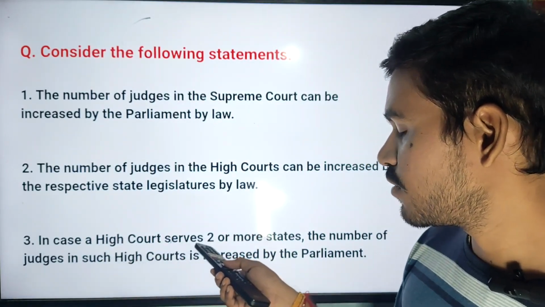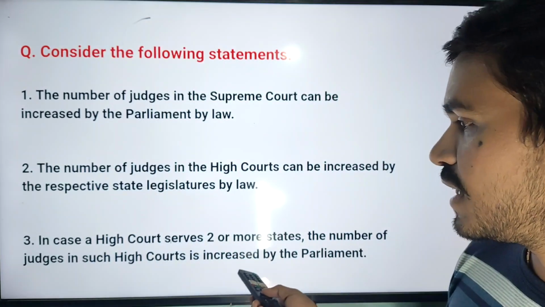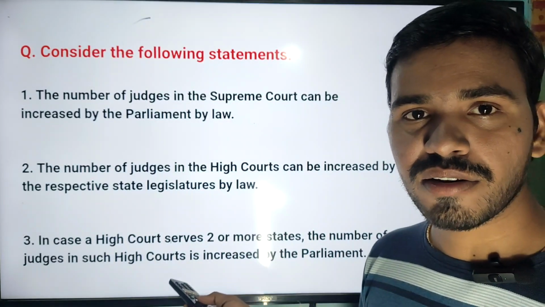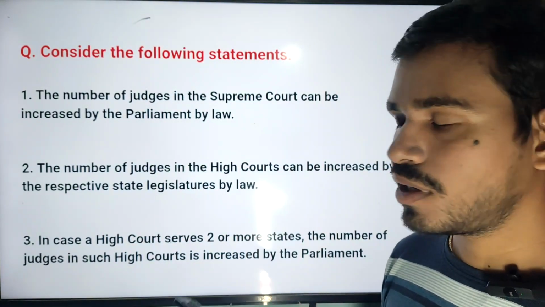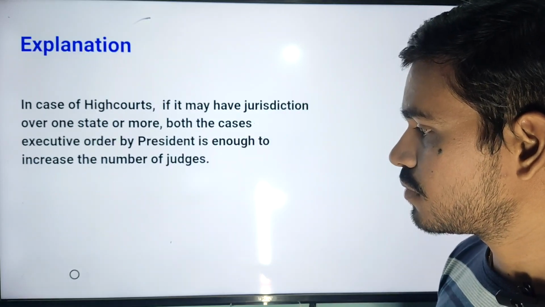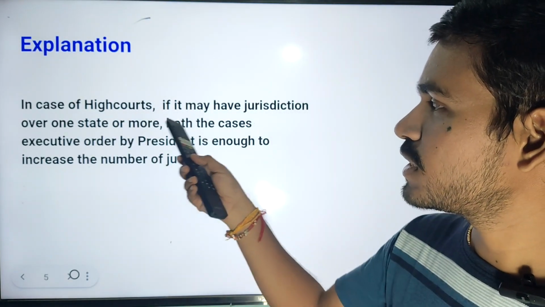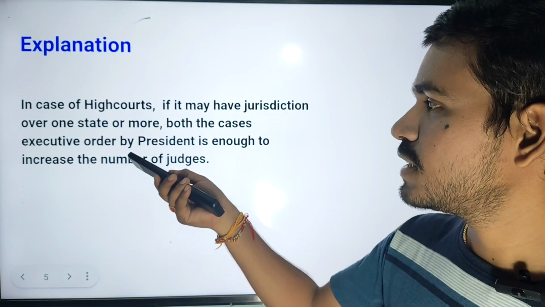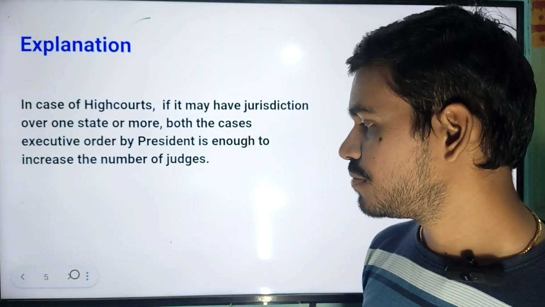In case a High Court serves two or more states, even in this case, by using the President's order, we can increase the judges in that High Court. No need of any state or Parliament approval. So, a High Court may have jurisdiction over one state or more. In both cases, an executive order by the President is enough to increase the number of judges.